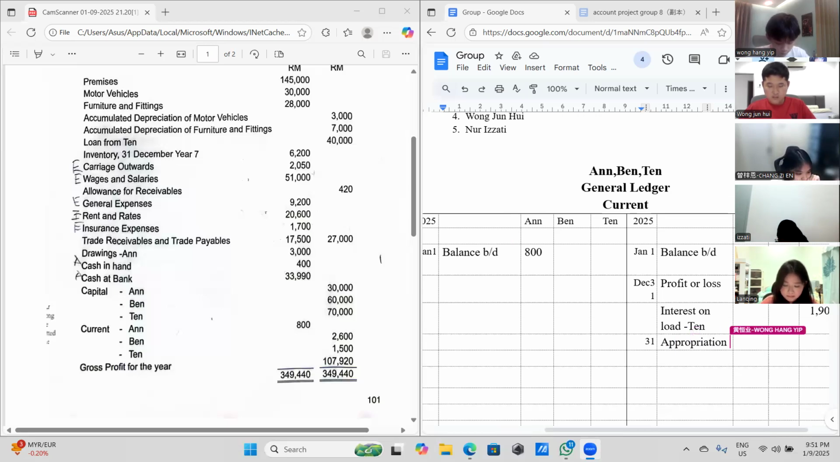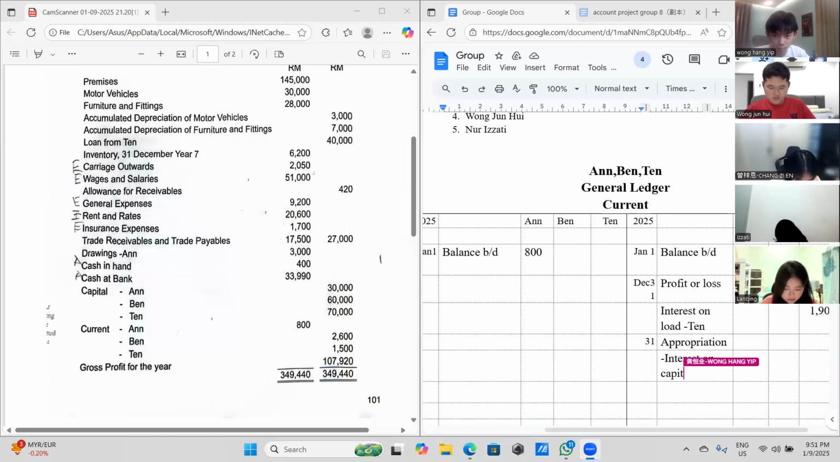And this is for the interest on capital. Interest on capital 1,500. And the next one is 3,500, 250. And the third one is 3,125.